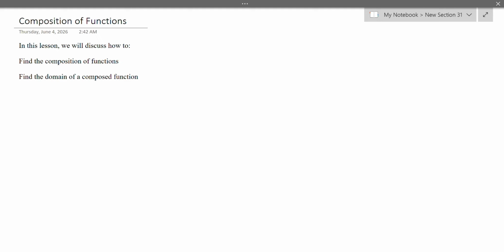Today we'll be looking at composition of functions. So in this lesson we shall discuss how to find the composition of functions and to find the domain of a composed function.